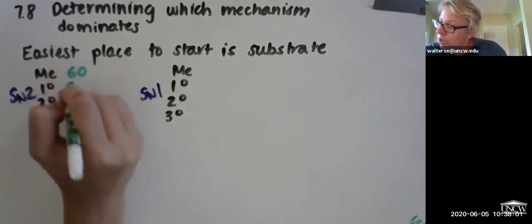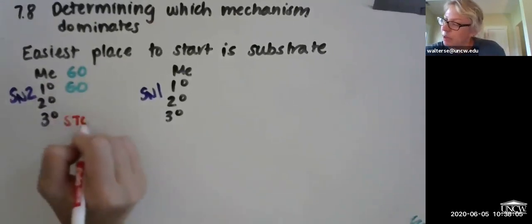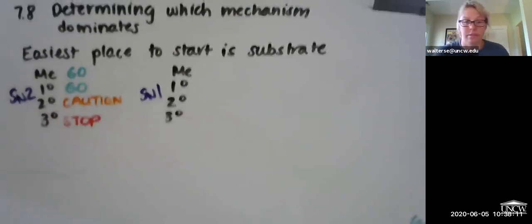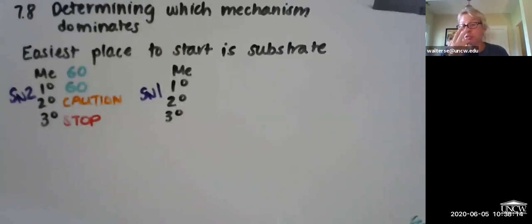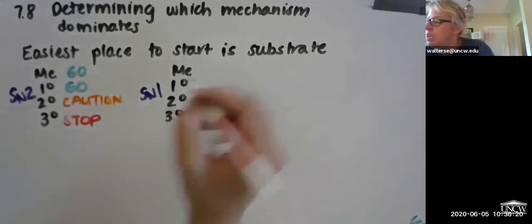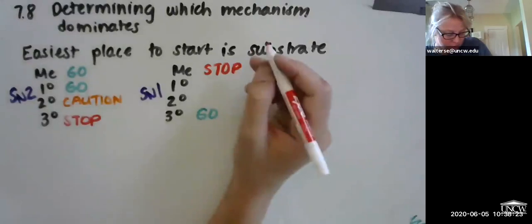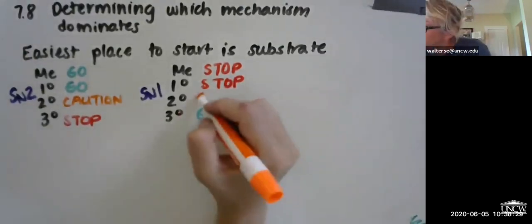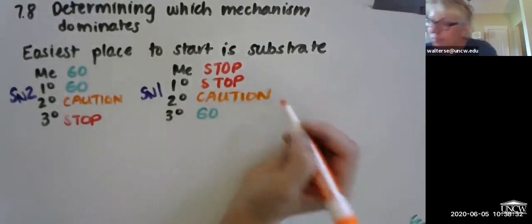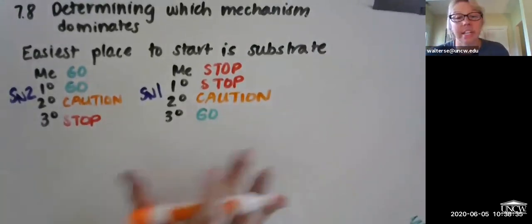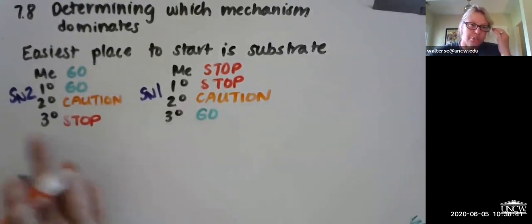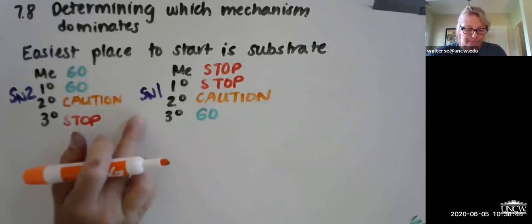SN2 is a one-step backside attack. Go, go, stop, caution. For SN1, it's a two-step, you have to be able to make a carbocation. Go, stop, stop, caution. Okay. So sometimes just the substrate alone will be enough to lead you to picking SN2 over SN1.